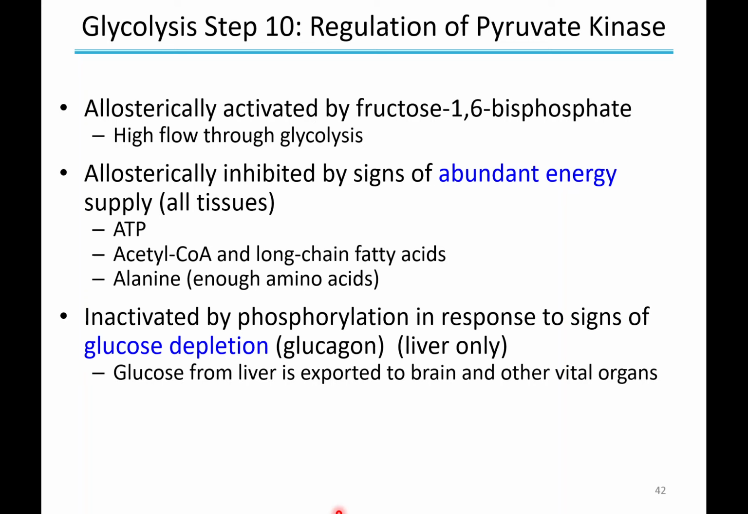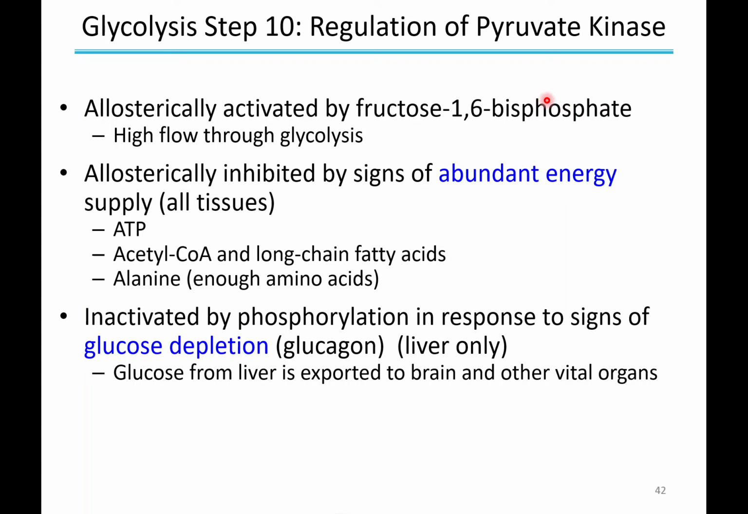The last regulatory step in terms of glycolysis is step 10, and that enzyme, remember, is called pyruvate kinase. It's allosterically activated by fructose 1,6-bisphosphate, the glycolytic intermediate. You can think of that as not feedback inhibition, but feed forward activation.